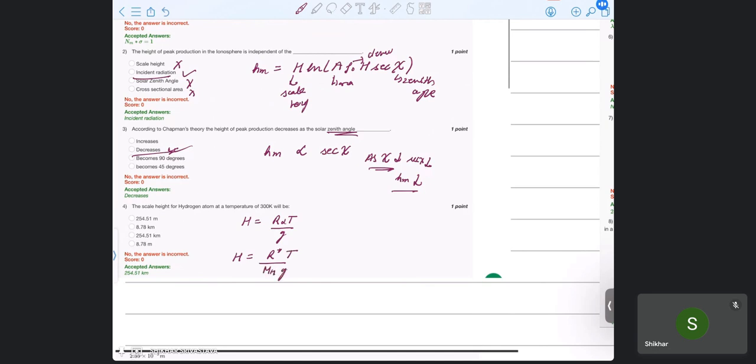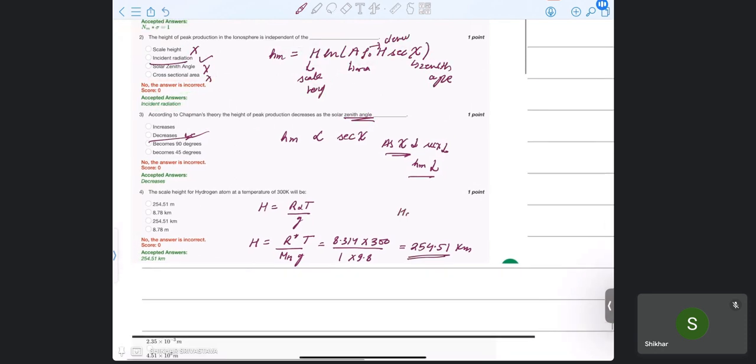So when you solve this, you put 8.314 joules per mole per Kelvin times temperature 300, the mass of hydrogen is 1 gram, times 9.8. What you will get is 254.51 kilometers. Now, in the general atmosphere, we know that scale height in a dry atmosphere is around 7 to 8 kilometers. So if your atmosphere has only hydrogen atoms, then the scale height would be 254 divided by 7, about 36 times larger than today's.